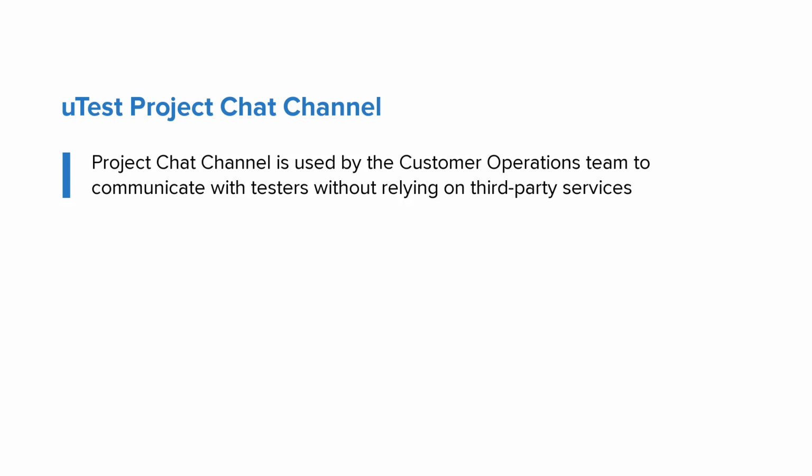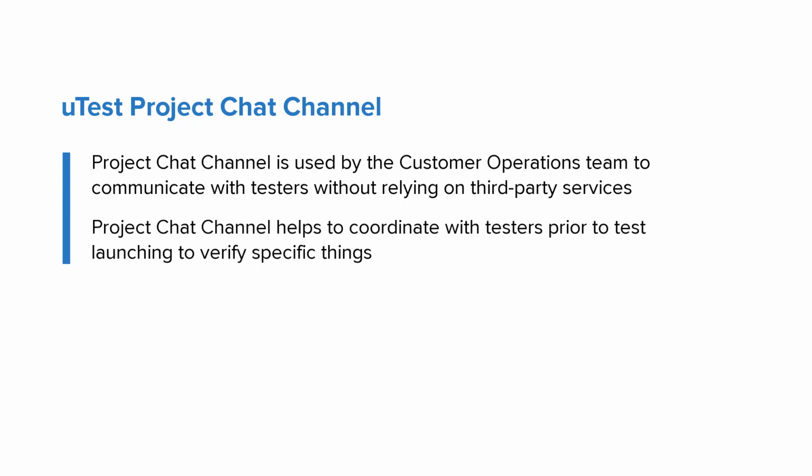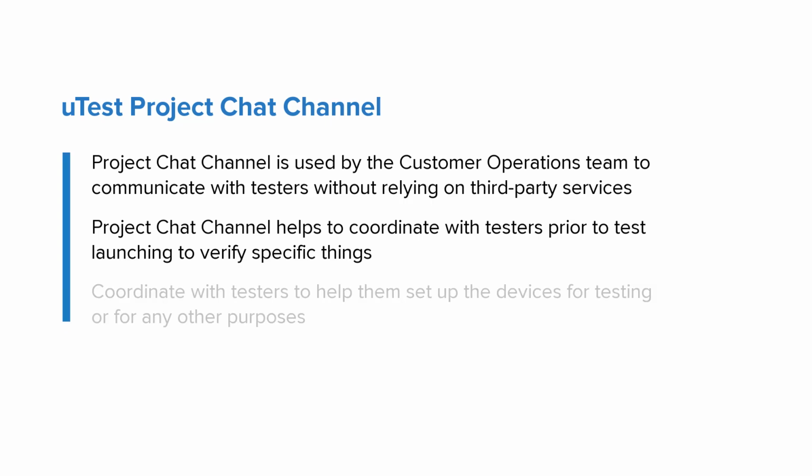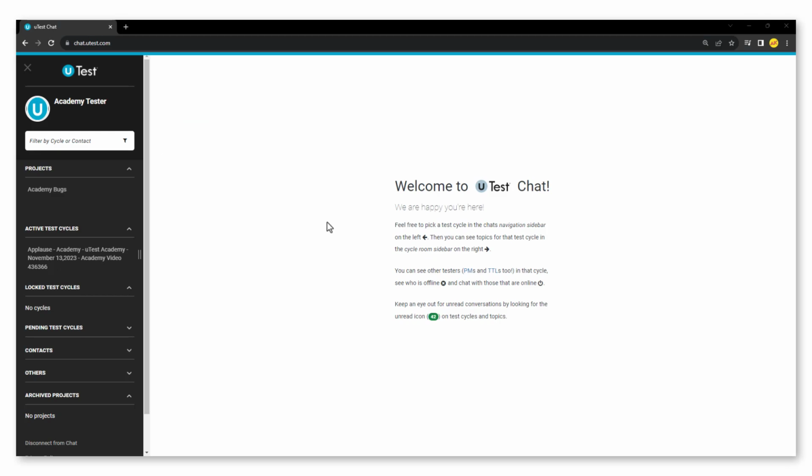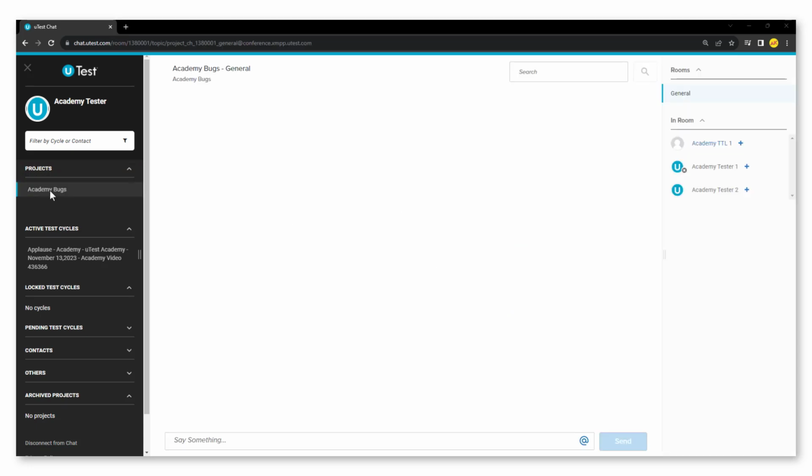The uTest project chat channel is one of the methods that can be used by the customer operations team to communicate about project work with community testers without relying on third-party services. Project chat channel is commonly used to coordinate with testers prior to test launching to verify specific things, to help set up the devices for testing, or for other purposes. You can find the project chat channel you were invited to in the Projects section above the Active Test Cycles section on the left side of uTest Chat.